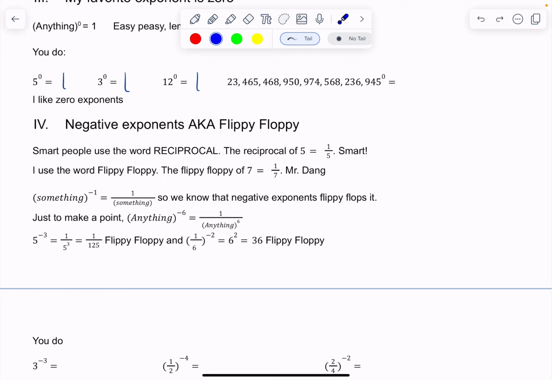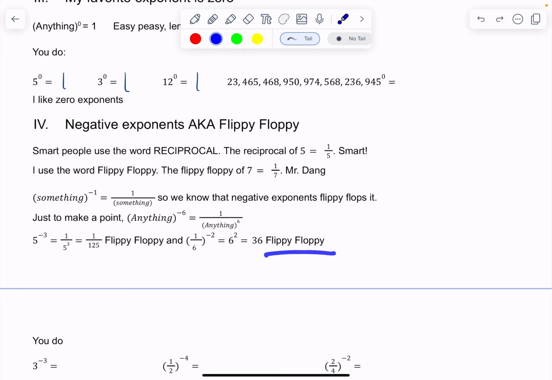We understand that? Negative power flips it. Flippy floppies. So going from that logic, 5 to the negative 3rd power is going to give you 1 over 5 to the 3rd, cubed. 5 cubed, we already know is 125, so it's 1 over 125. Flippy floppy. 1/6 to the negative 2 power, that flippy floppies and flippy backs. A lot of flippy and floppies. All right, just bear with it. So we already have something that's in a fraction, but because we have a negative exponent, it flips it back. That leads us to 6 squared, which is 36.